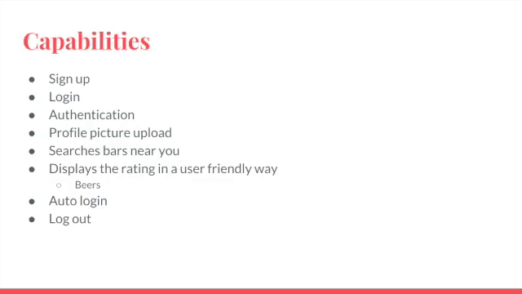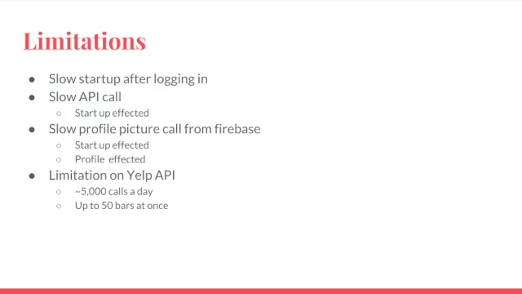So the capabilities of this application are a sign-up feature, a login, authentication, again all through Firebase, profile picture upload, search for bars near you, and displaying the rating in a user-friendly way. I did little beers. And then there's an auto login feature, which is used through Firebase. Not too important, but just to know it's there. And then there's also a logout feature because of that auto login feature enabled through Firebase. It gets kind of confusing when you're stuck in there and there's no way out, so you kind of have to add a logout feature.